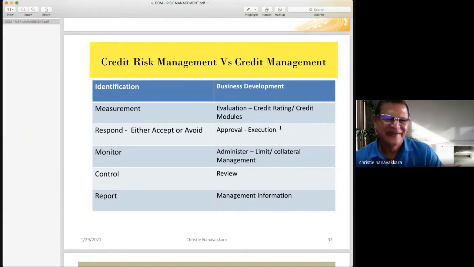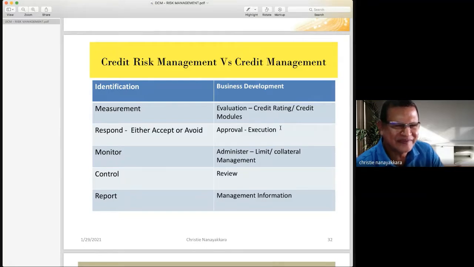Now, if you look at the left side of this screen, you will see credit risk management. How they manage risk is a process. We call it risk is managed through identification, measurement, and responding, either monitoring, control, and report. This is the process involved in risk management.